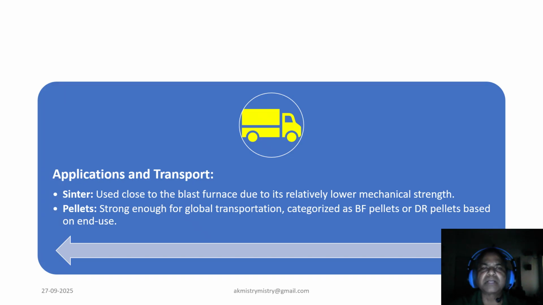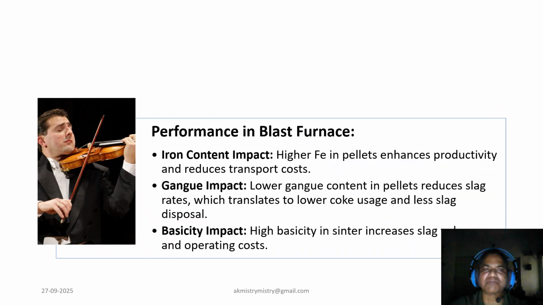Continuing with the chemical composition, another key factor is basicity, which is the ratio of calcium oxide to silicon dioxide. Sinter is produced with a higher basicity, usually 1.7 or greater, to ensure strength. However, this high basicity means a higher flux requirement, which in turn leads to a higher slag rate. Pellets, on the other hand, typically have a lower basicity, in the range of 0.8, and that is one advantage as far as slag volume is concerned.